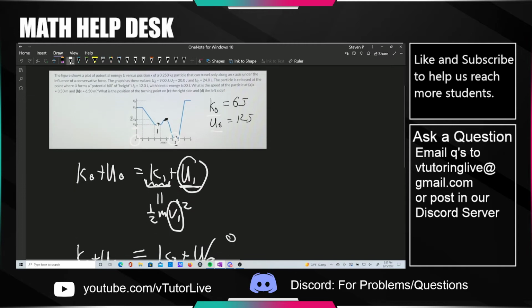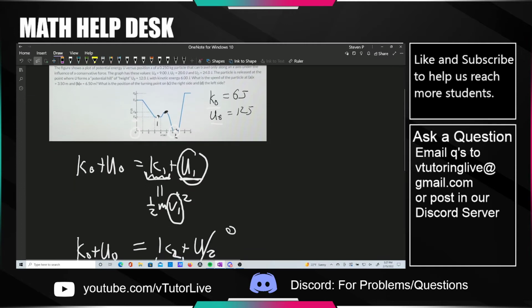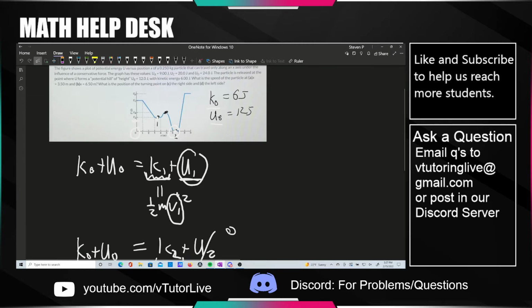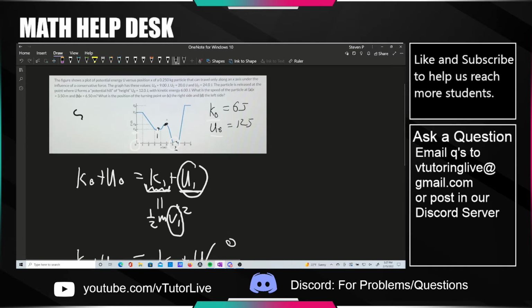Okay, so then for parts C and D, it's asking about the position of the turning point on the right side and on the left side. Well, okay, so what exactly is a turning point? We got to first answer that. And I think the idea behind a turning point is if it doesn't have enough energy to get all the way to the top here and there, it's going to climb up, get to a stopping point, all its kinetic energy is going to be exhausted, and then it starts falling back down.